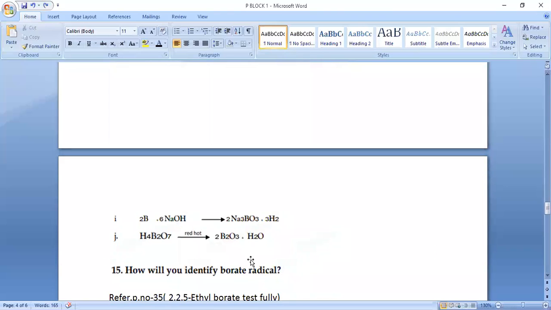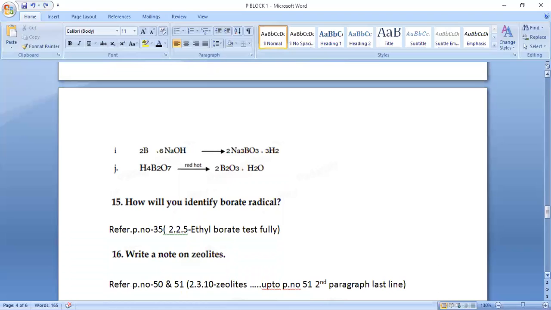And then next, boron plus NaOH. Boron reacts with NaOH and gives Na3BO3, that is sodium borate. Next, H4B2O7, that is tetraboric acid. We are heating that, and we get B2O3, that is boric anhydride. Why are we calling it anhydride? Because the water molecule is removed from that compound. So we get the boric anhydride.